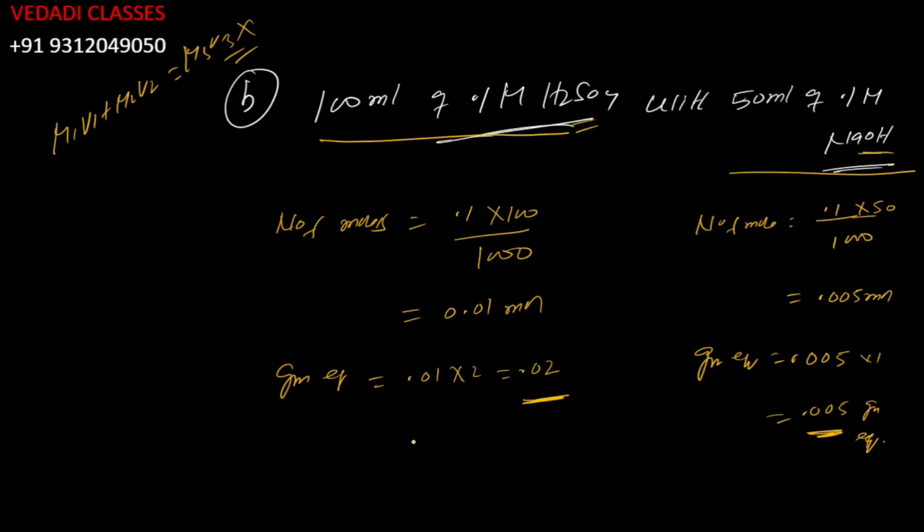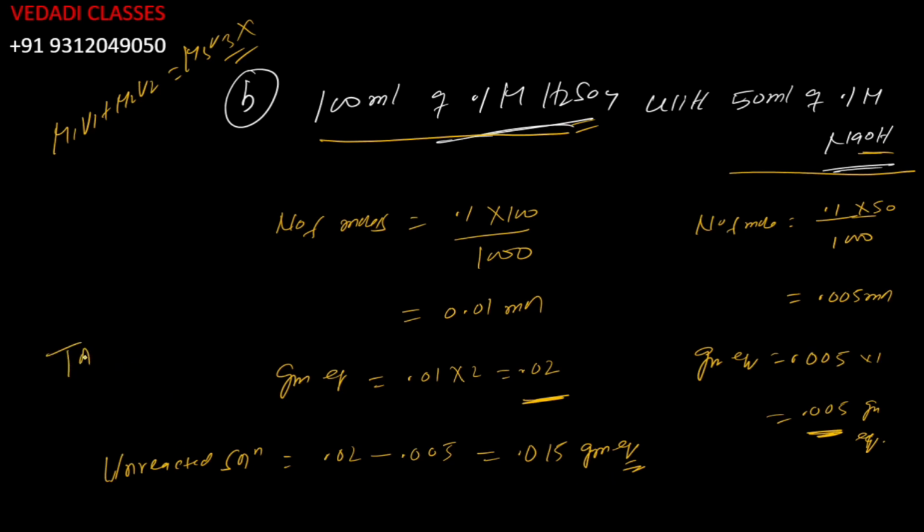So now if they react, how much will be unreacted? The unreacted solution will be 0.02 minus 0.005, so it will be 0.015 gram equivalent. So you got this unreacted solution, or resultant solution. This is the gram equivalent weight of the resultant solution.